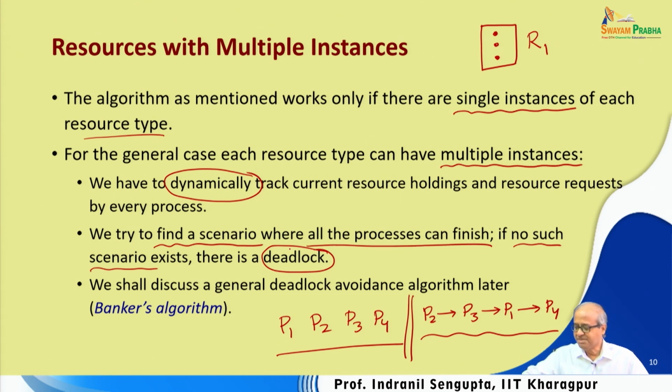So, the basic idea is that every time there is a request for a resource, we check whether, if the resource is allocated, there can be a chance of a deadlock. If there is a chance, we do not allocate the resource. This algorithm is called the Banker's algorithm, which we shall be discussing later.